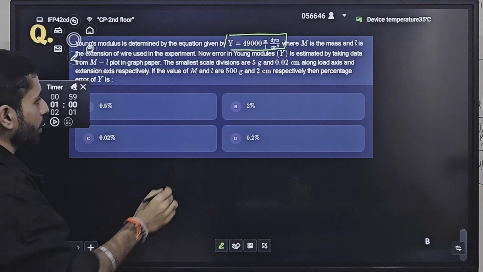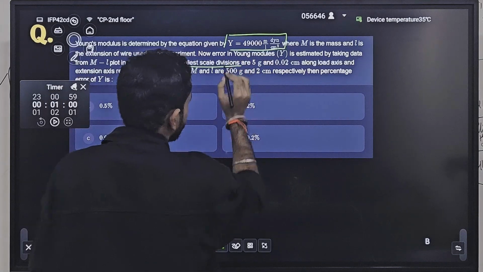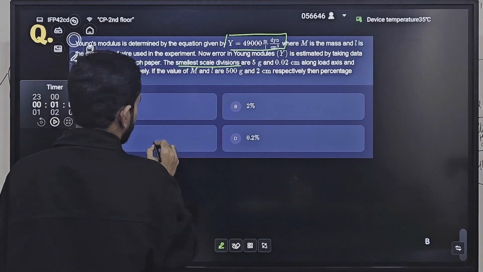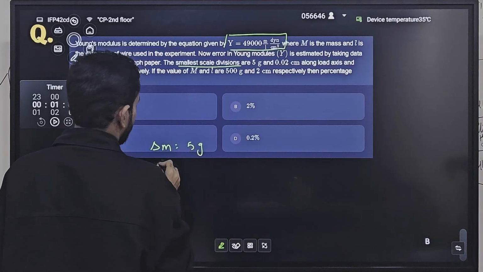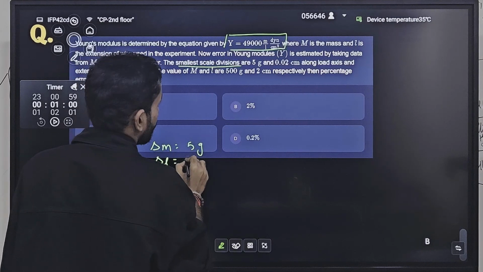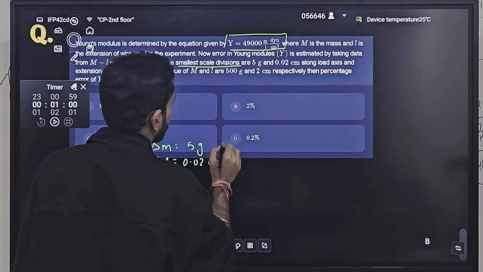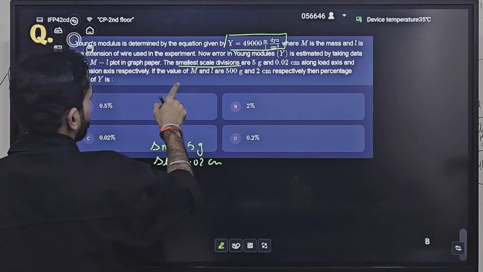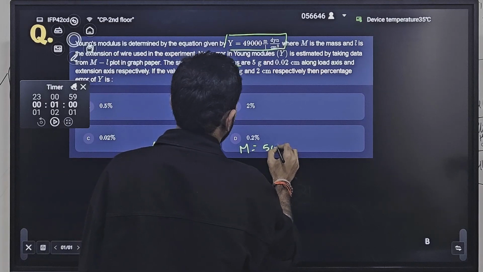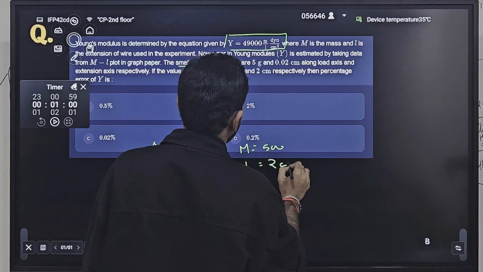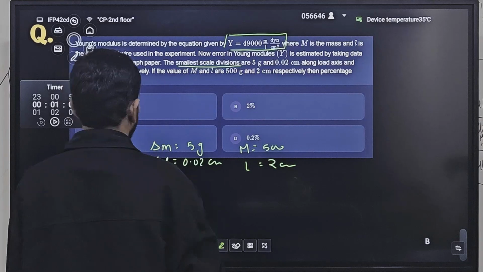These are error questions. What do you mean by the smallest scale division? It means that they have given the errors. In mass, what is the error? Delta M is given as 5 gram, and in length, delta L is given as 0.02 centimeter. Very good. Along the axis, respectively, the value of M is given as 500 gram and L is given as 2 centimeter. Then find the percentage error in Y.